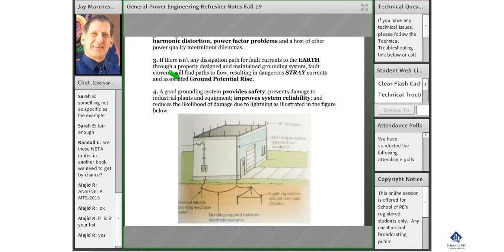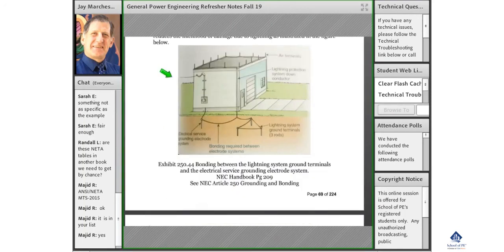If there isn't a dissipation path for fault currents to the earth through a properly designed grounding system, fault currents will find paths, not the ones you want them to find, and that will result in stray currents and also potentially ground potential rise. So a good grounding system provides safety, prevents damage, and improves system reliability.